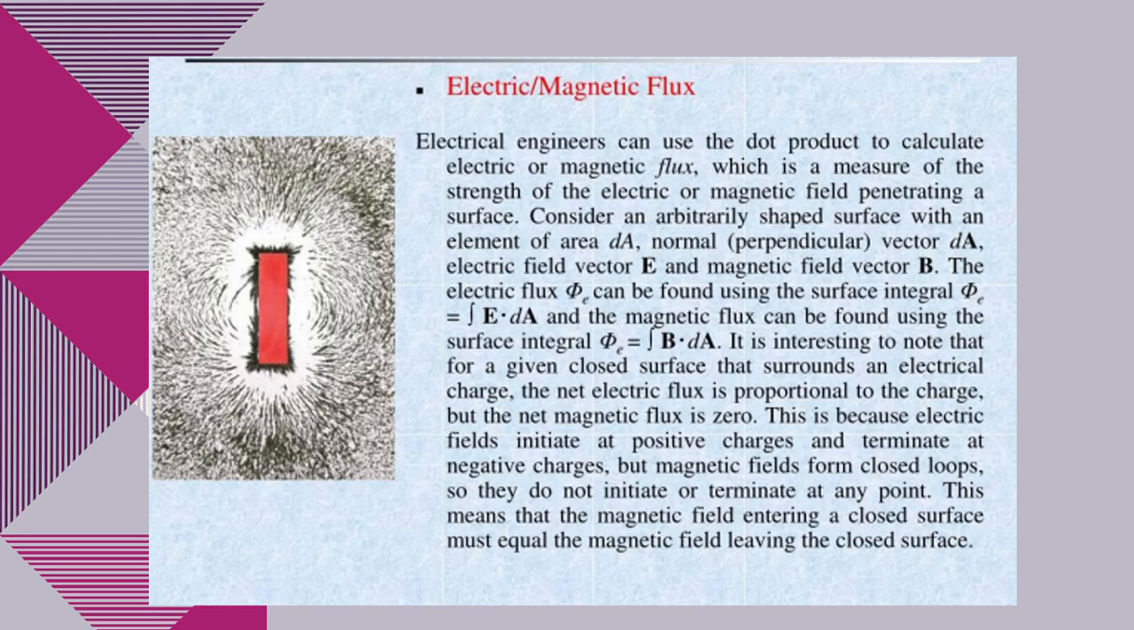And here is a real world example of how the dot product is used outside of pure math. Electrical engineers use the dot product to calculate something called flux. This measures how strong an electric or magnetic field is as it passes through a surface. Interestingly, for a closed surface surrounding an electric charge, the total electric flux depends on the amount of charge inside, but the total magnetic flux is always zero.